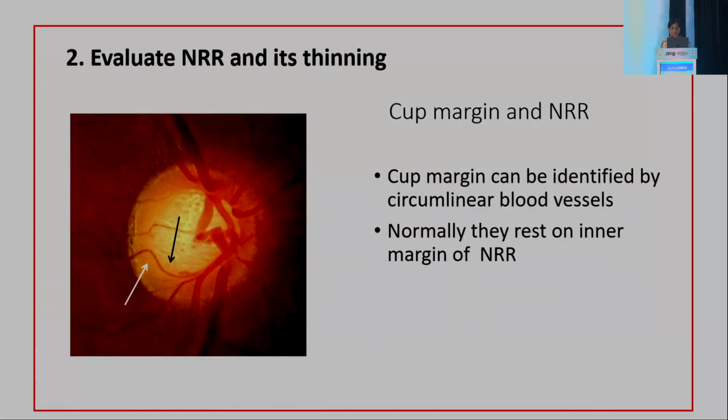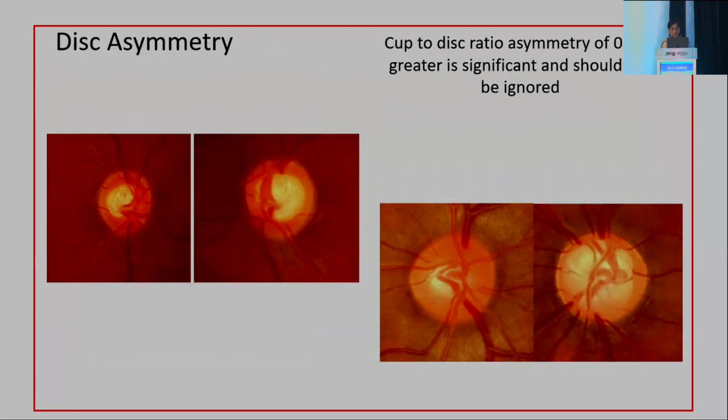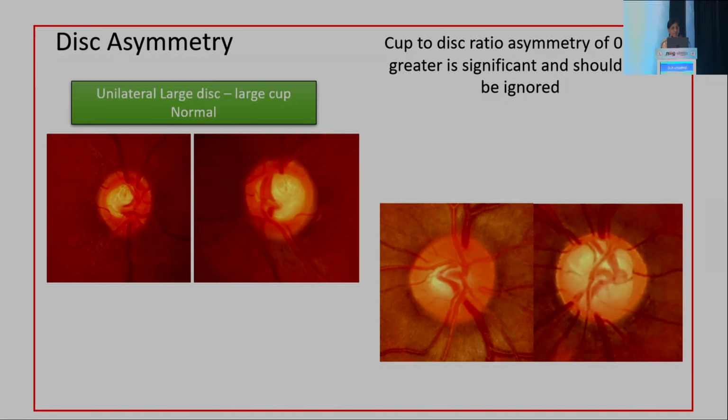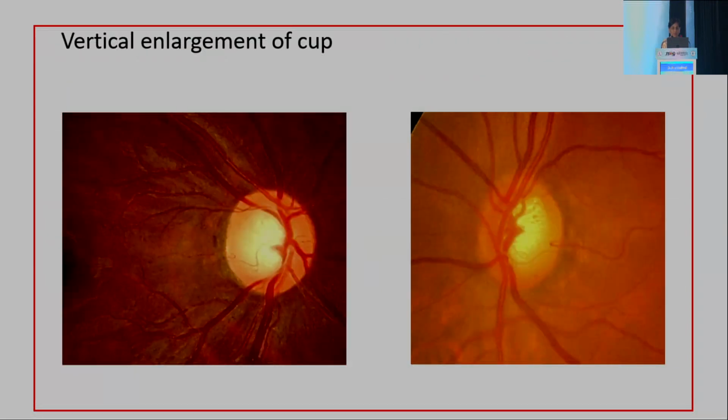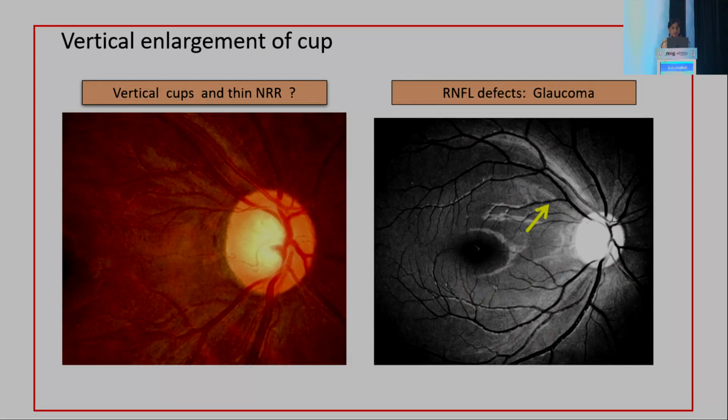Circumlinear vessels usually lie on the inner margin of the NRR, and here it is easy to find out where the NRR ends. Disc asymmetry, unilateral, in a large cup and large disc can be normal, but if the disc size is the same and the NRR is thin with a large cup, it should be investigated. Vertical enlargement of the cup in a vertical oval disc can be normal, but vertical cups and thin NRR along with RNFL defects can be glaucoma.